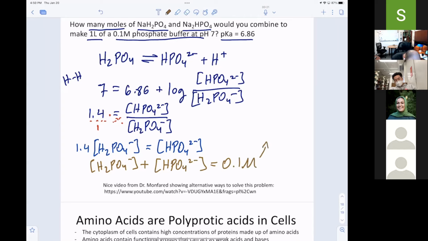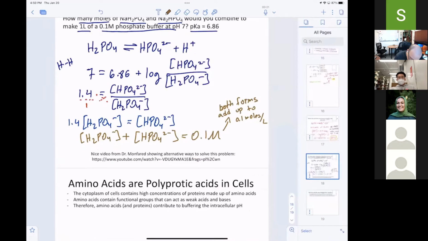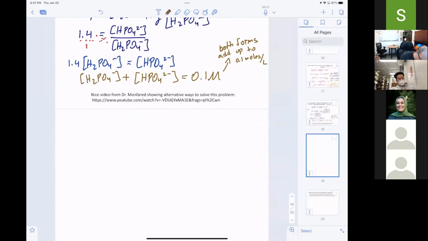I'm going to write it here. Both forms add up to 0.1 moles per liter in this particular buffer system, right? Let me add another page here. So now if I have that, right?